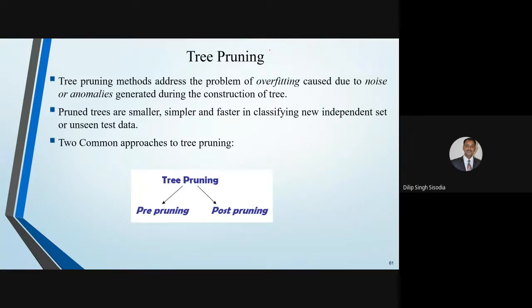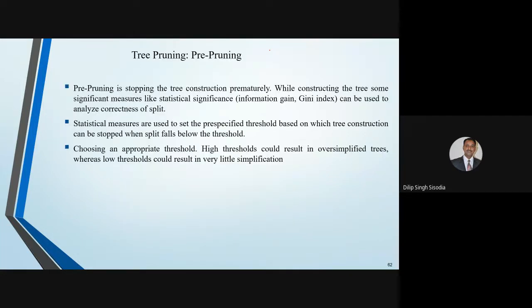So pruned trees are small, simple, and faster in classifying new independent or unseen test data sets. There are two common approaches. First, pre-pruning, which means stopping the tree construction prematurely while constructing the tree. Statistical significance measures like information gain and Gini index can be used to analyze the correctness of a split.